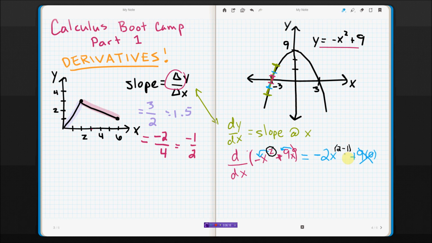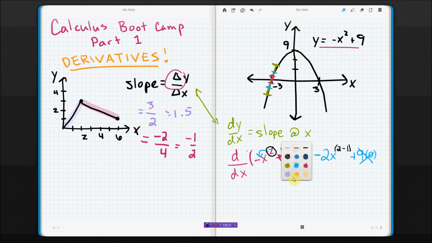It doesn't matter what I do. I have something times 0, it's gone. So that whole term is just gone. That will also always happen with a constant. If you have a constant and you take the derivative, it just goes away.